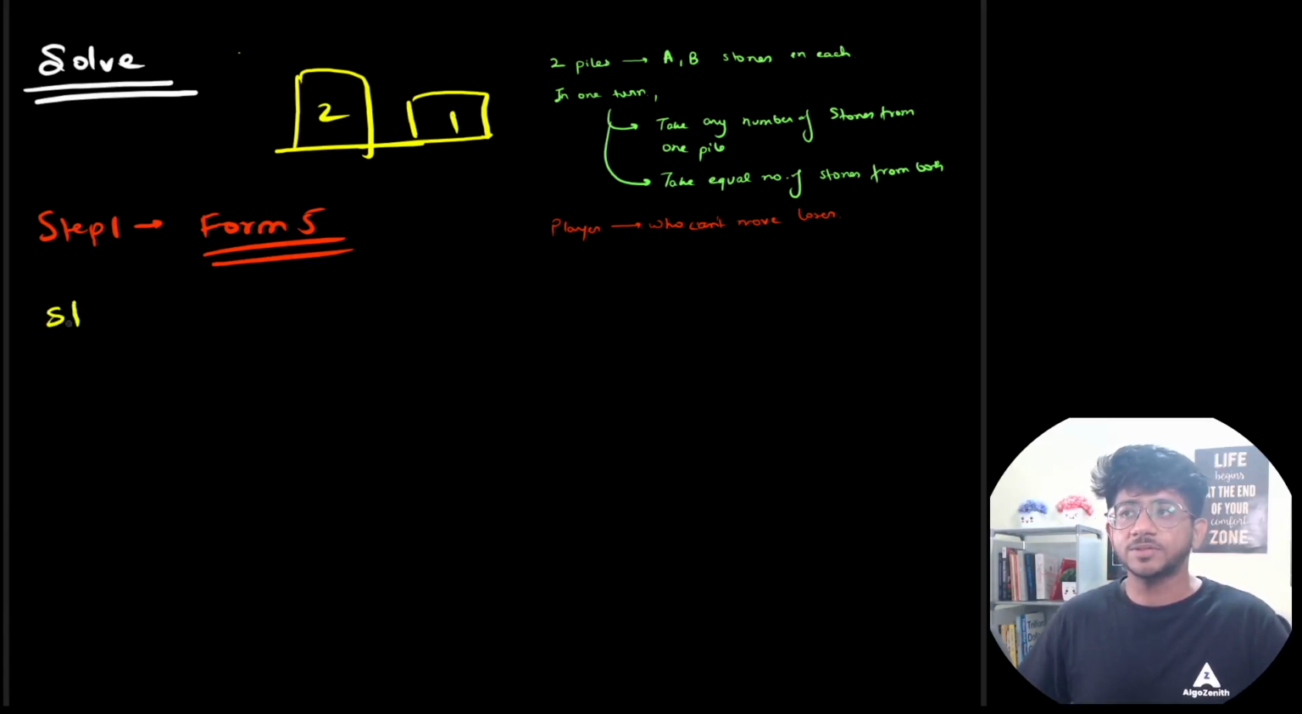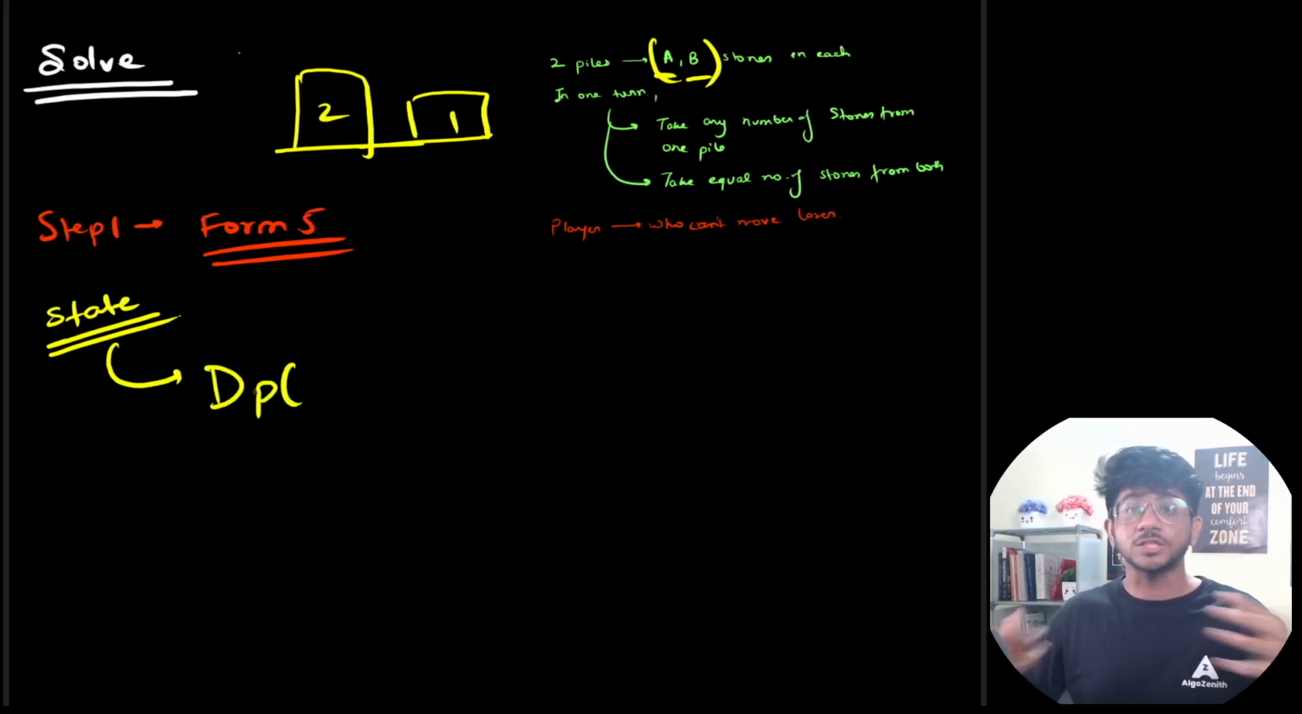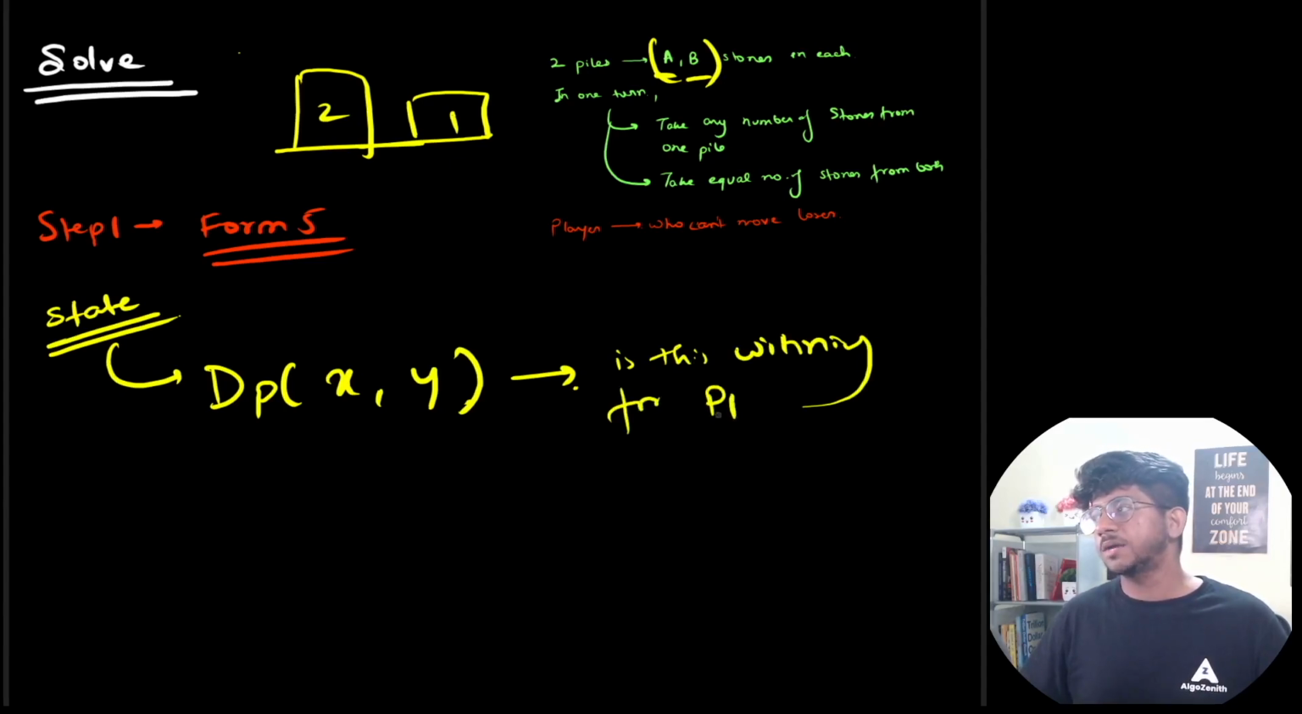Step 2, what is the state? To find out the states: in this game, there are just two numbers given, the current number of stones in the two piles. Whenever you make a move, things change, but it will always be two piles with a certain number of stones. So the state, dp of the configuration of the game, can be represented very well by the number of stones currently in the two piles. Let's say x and y, the number of stones in the first pile and the number of stones in the second pile. And the return value would be: is this winning for p1, the player playing now?